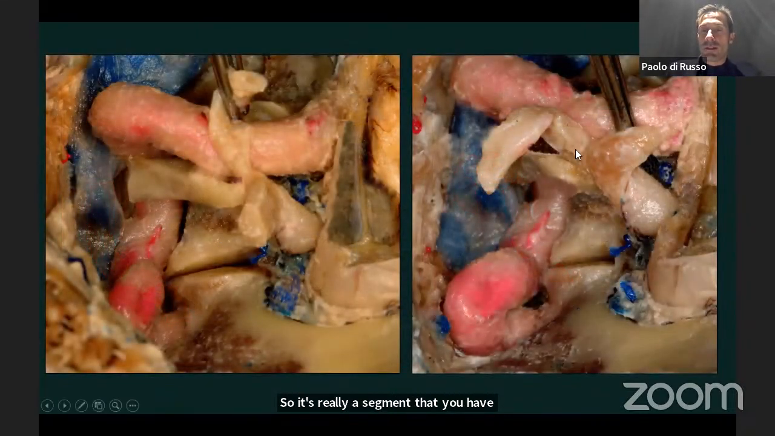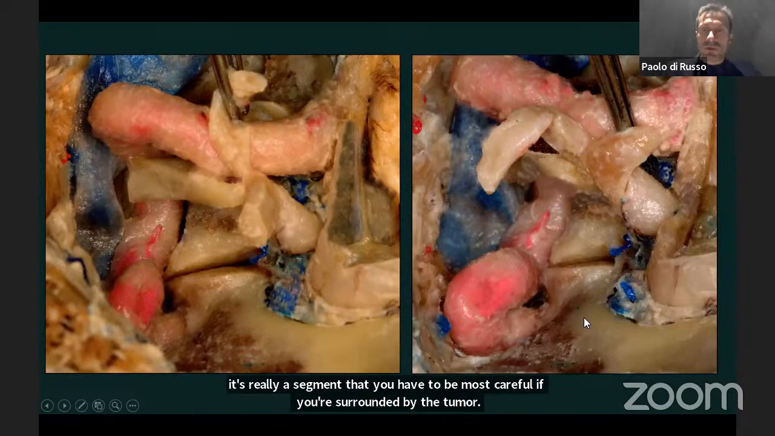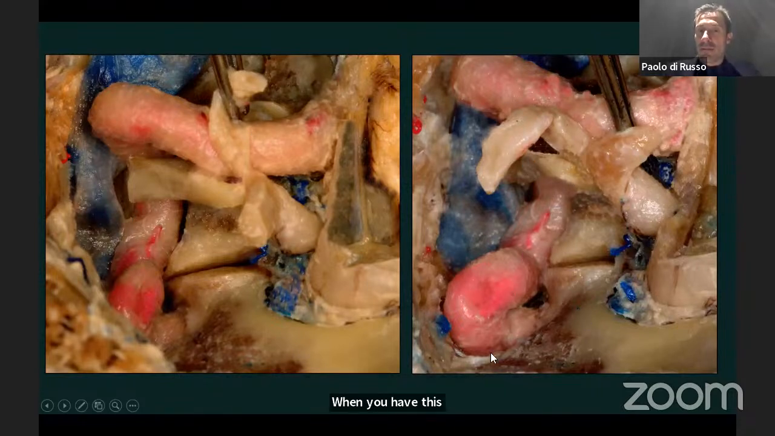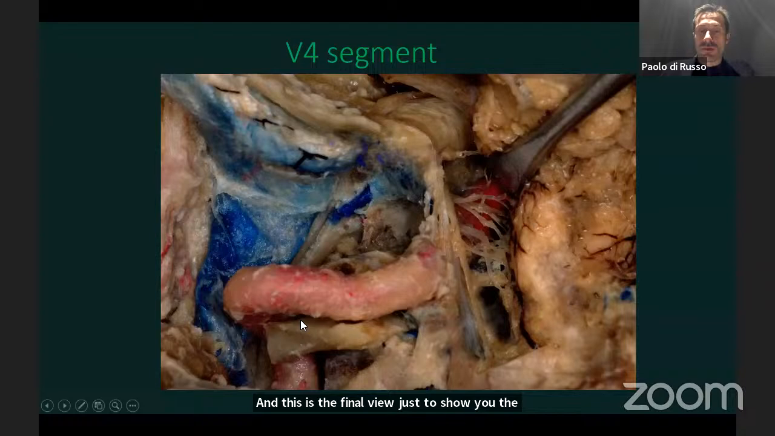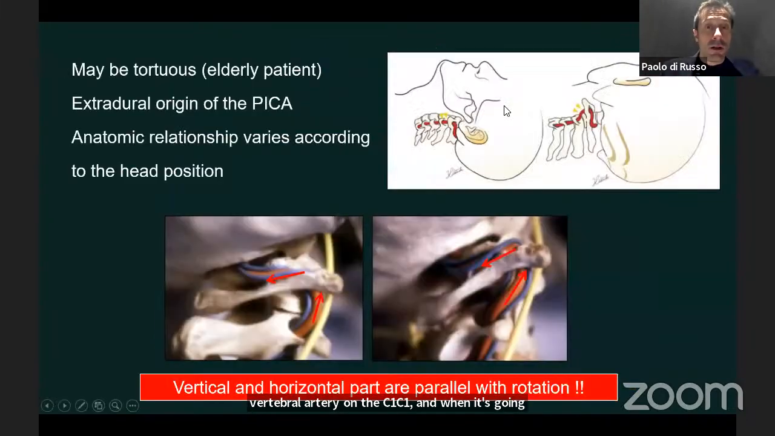When you have this posterior view, you see the same on the right side, the bending of the vertebral artery around C2. So you understand that if you come from laterally, you may injure it quite easily because it's not covered by the bone. It's not protected by the foramen intertransversarium. And this is the final view just to show you the vertebral artery on the sulcus on C1, and when it's going inside and becoming the V4 segment intradurally.